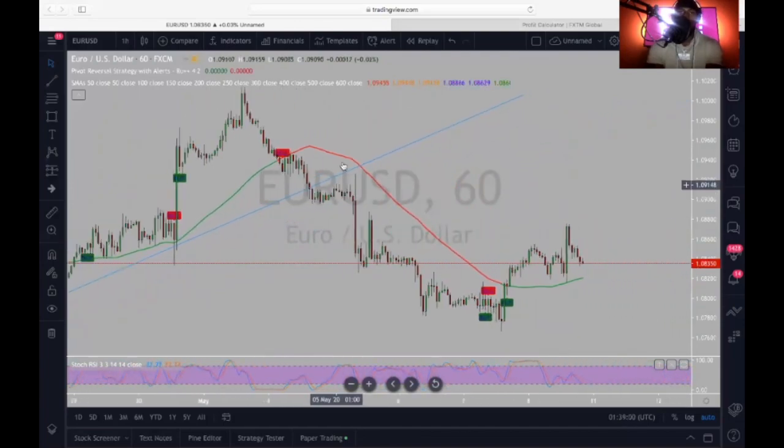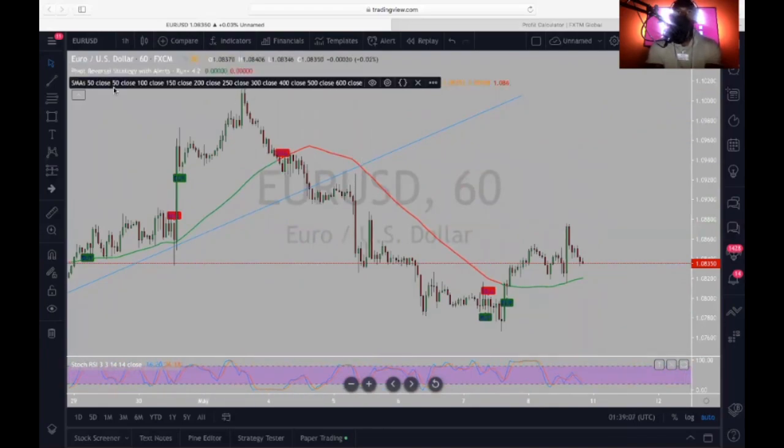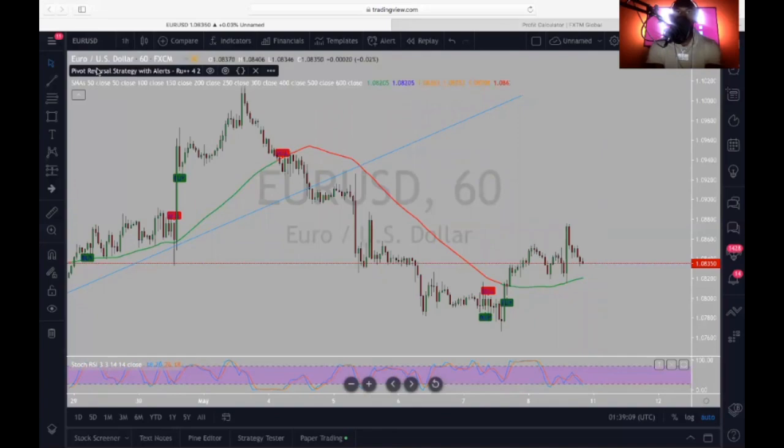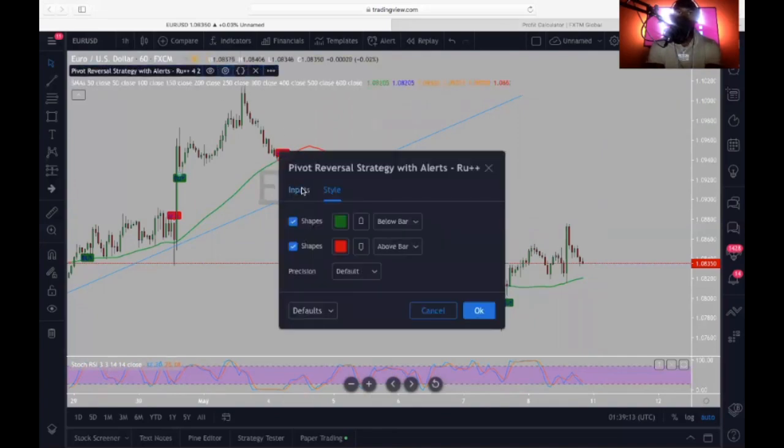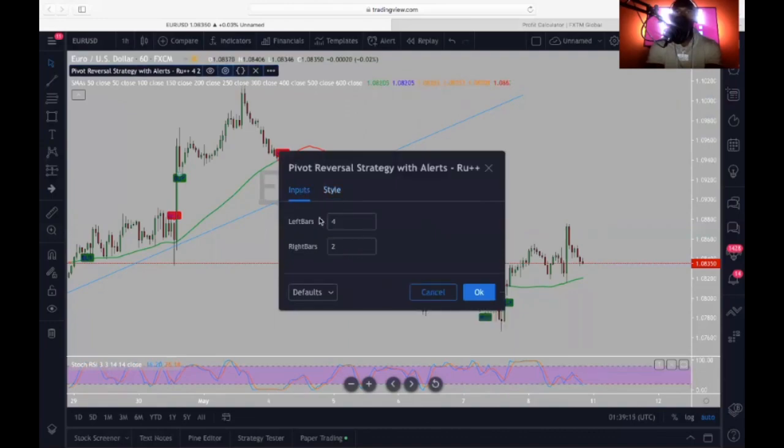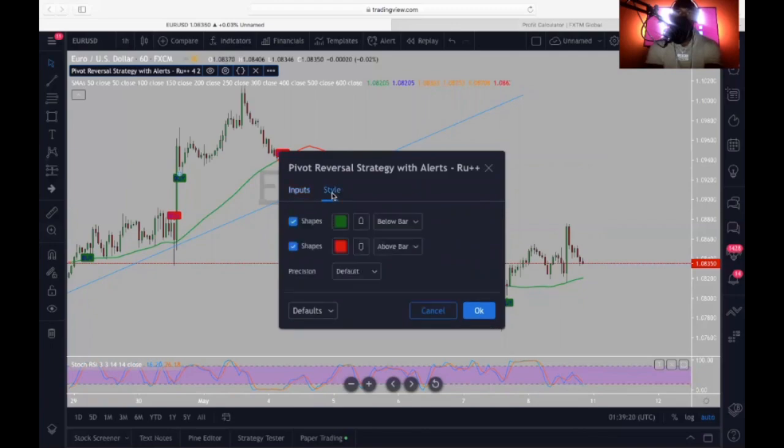Now, when these pop up on here, you want to make sure you have your settings right. You're going to look up here in the left hand corner of the screen and click on the little settings icon. First, we're going to go to inputs. Make sure it says 4 for the left, 2 for the right. For style, make sure the shapes boxes are checked off.